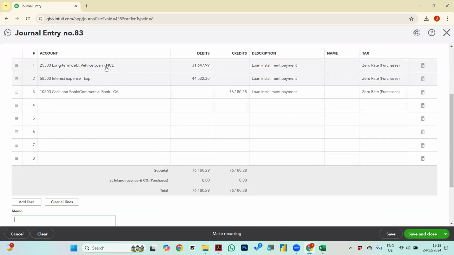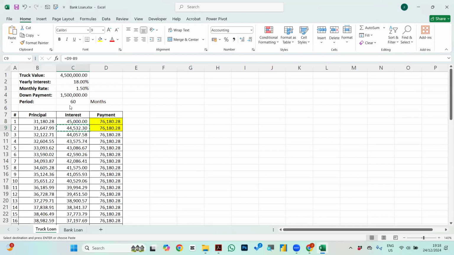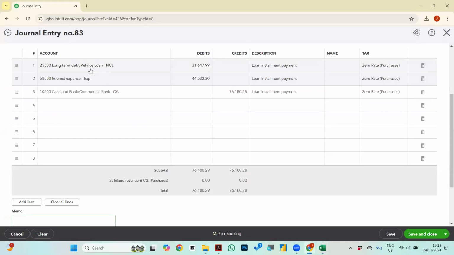In this case, what happens here? Interest expense is going to be 44,000. This is the interest value. The principal, we are taking that off. I mean, we are debiting the vehicle loan account. So initially when we recorded, we had credited the vehicle loan account. Now we are debiting it. That means our payable is reducing.